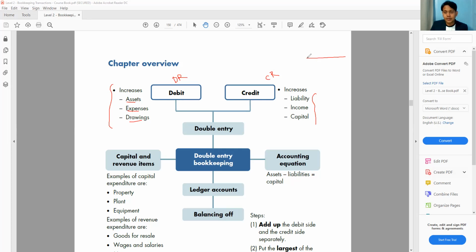Normally, if we have a T account or ledger account, the left hand side is always the debit side, and the right hand side is always the credit side. So the left hand side is always the debit side, and the right hand side is always our credit side. Now let's have a look at how we can see this on the question. Let's have a look at one of the examples.